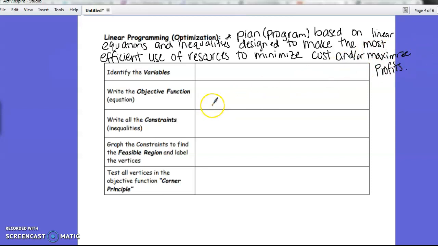All right. So to identify the variables, what do they want to know? Be specific. When you're labeling these, decide what letters you are going to need, what unknowns, and label them clearly. Then write the objective function. This is going to be an equation, so with an equal sign.